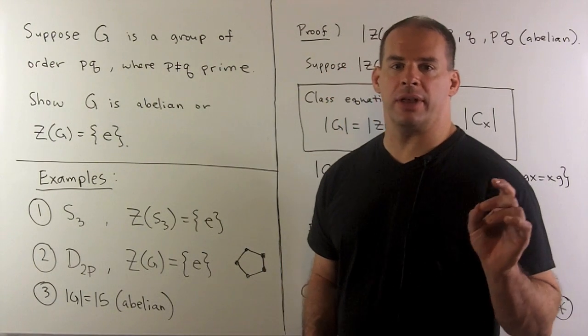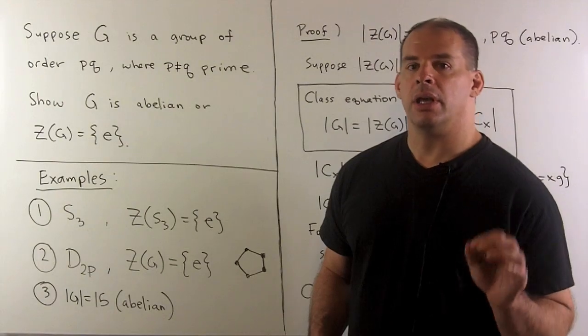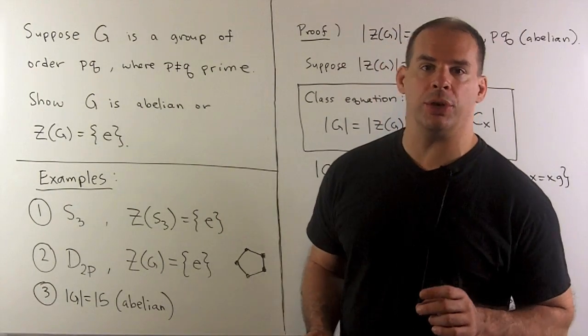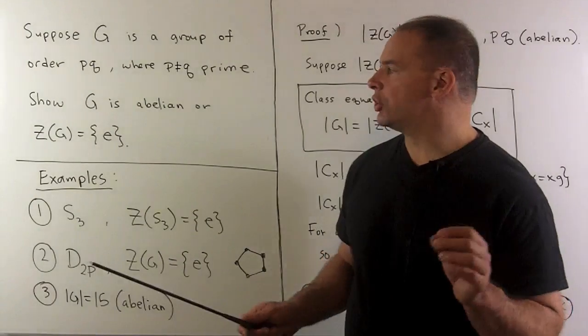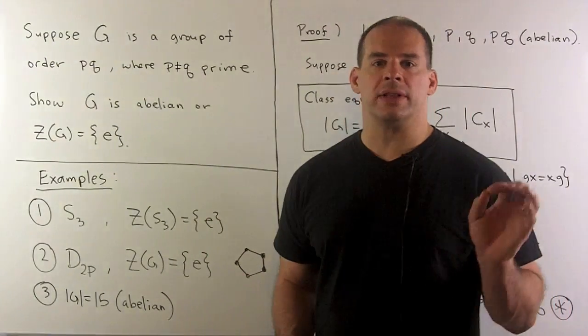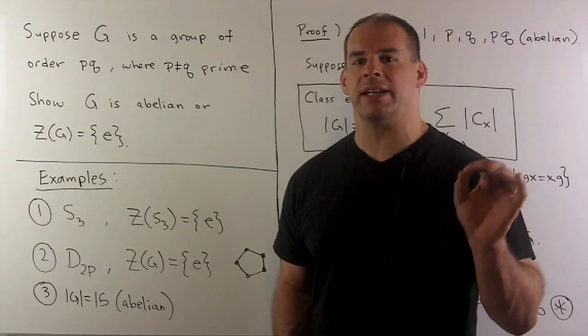Here's another application of the class equation. Suppose G is a group of order P times Q, where P and Q are distinct primes. Show that G is abelian, or that the center of G is precisely the identity element.